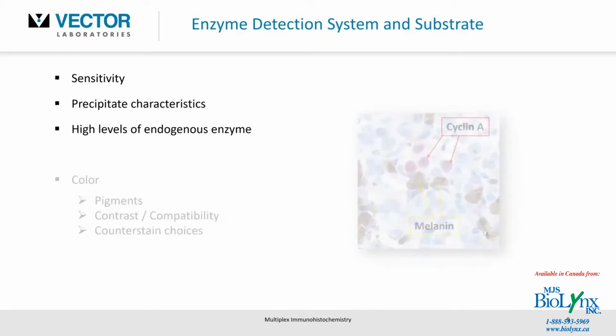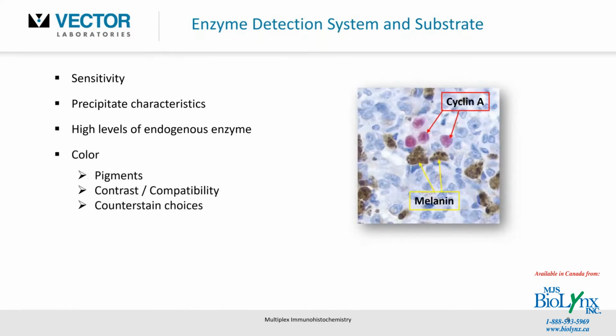Some other considerations would be the presence of inherent or endogenous pigmentation. And I've got here on this right-hand side endogenous melanin activity. It could be a melanoma, for example, whereby if you were to use the traditional peroxidase DAB staining, you wouldn't be able to differentiate the DAB from that brown melanin staining shown here. These deposits look very similar to that of DAB.